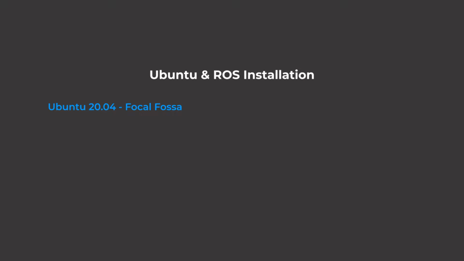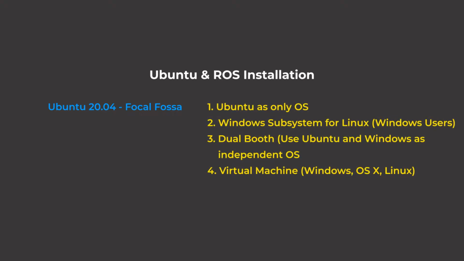There are different ways to install Ubuntu on your computer. You can install Ubuntu alone as the only operating system on your computer. Also, you can install Ubuntu using WSL2, called Windows Subsystem for Linux too. There are other methods, and one of them is to use Ubuntu alongside Windows. So you can dual boot your computer and then choose which one you want to use.